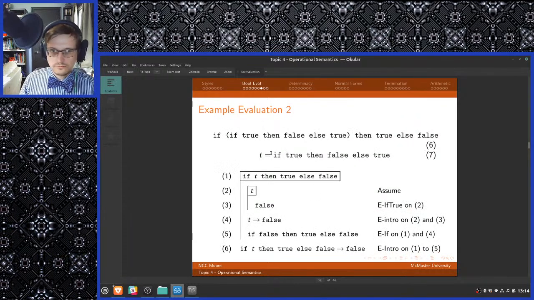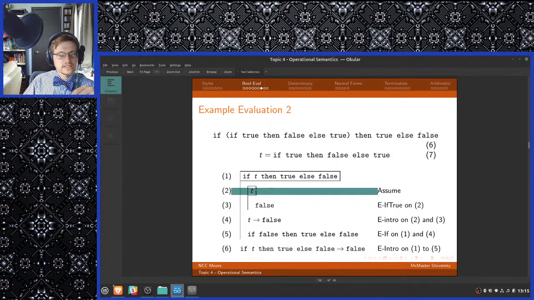Example 2. If true, then false, else true, then true, else false. We'll take this middle bit again and assign it to t. This is to demonstrate how the substitution works, right? So we start with if t, then true, else false. We assume t. We create t as a hypothesis. From that, we can derive false because of E-if true on 2, right? If true applies to t again because the guard expression is true. So we can then derive false.